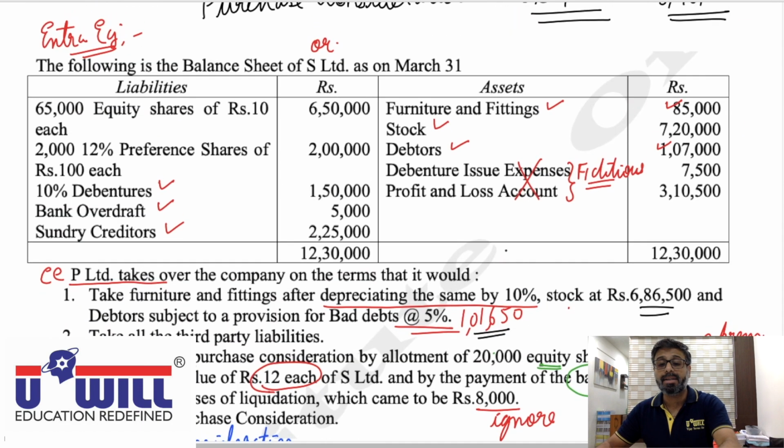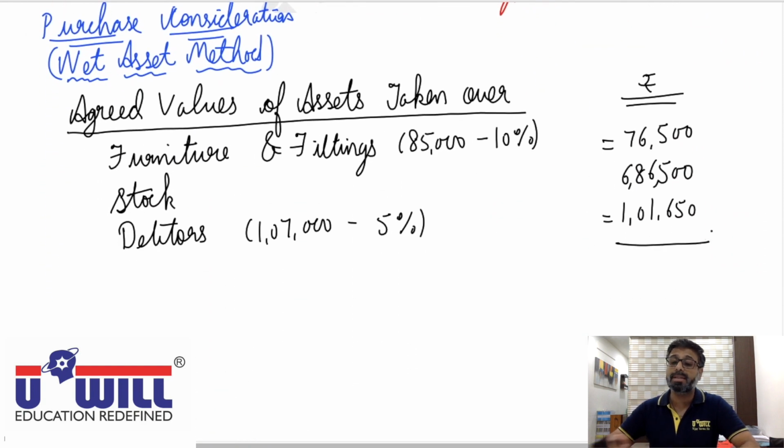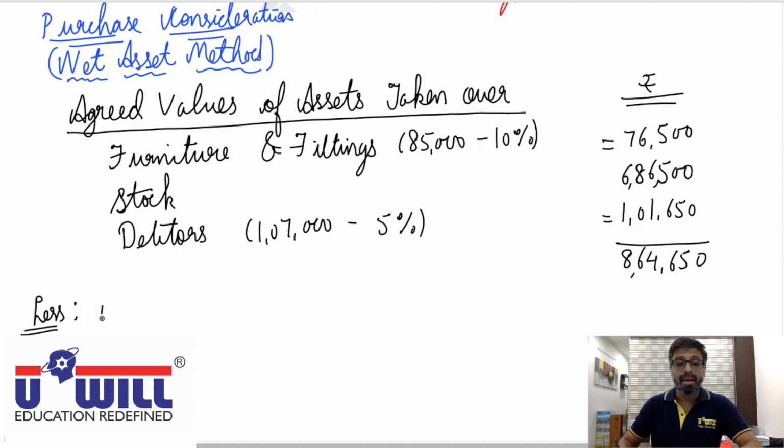Now after debtors, debenture issue expense and profit and loss account are fictitious assets, so won't be considered. So 76,500 plus 6,86,500 plus 1,01,650. The total agreed value is 8,64,650. Now, from that we have to minus the agreed values of liabilities taken over.